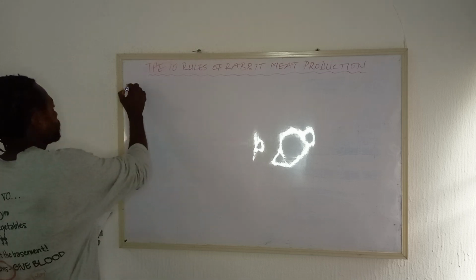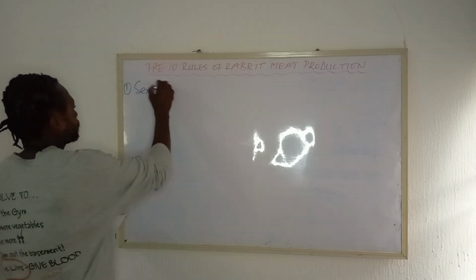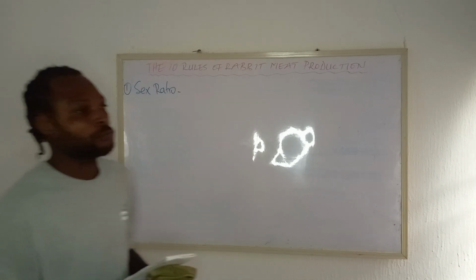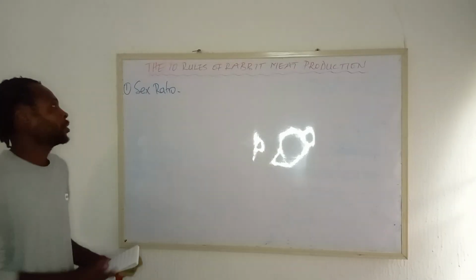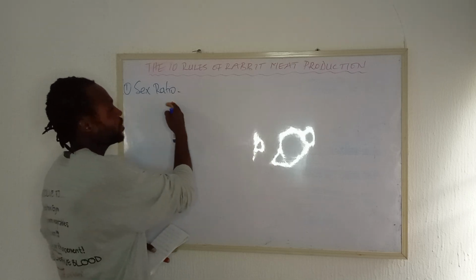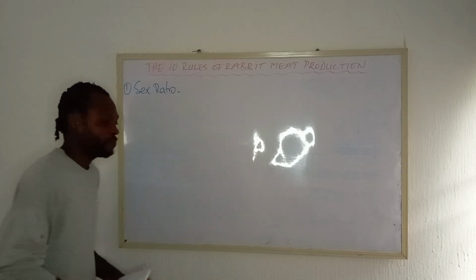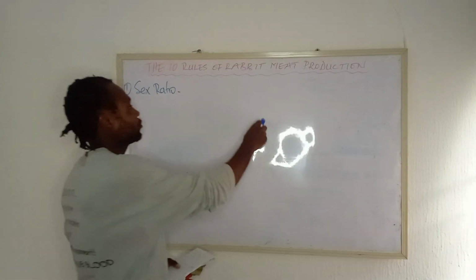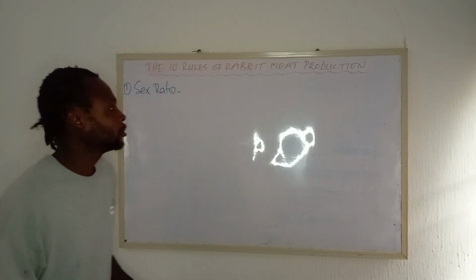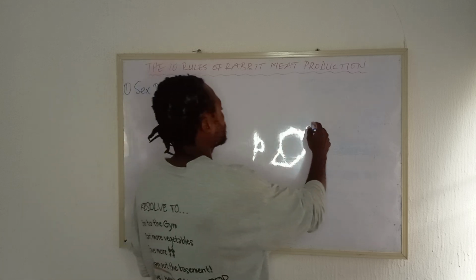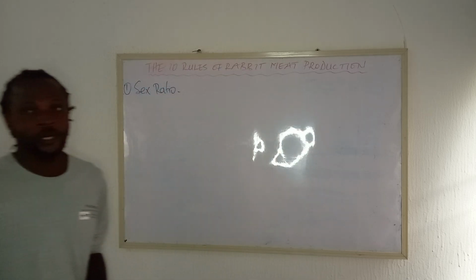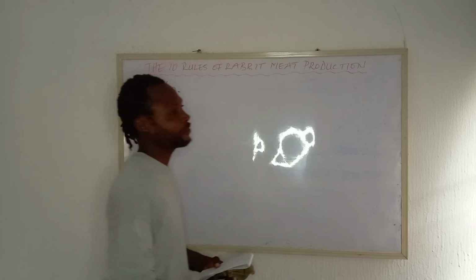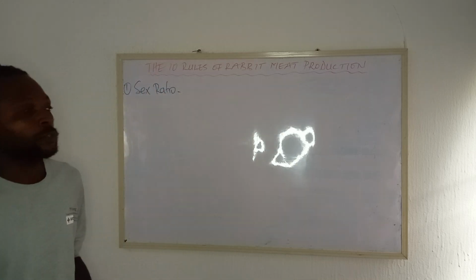Number one, sex ratio. By sex ratio I mean the number of males to a certain number of females. Many times I visit farms and you see them having like 10 female, 20 male, or 10 male, 5 female. You have to understand one thing: the more idle rabbits you have on your farm, the higher your cost of production.